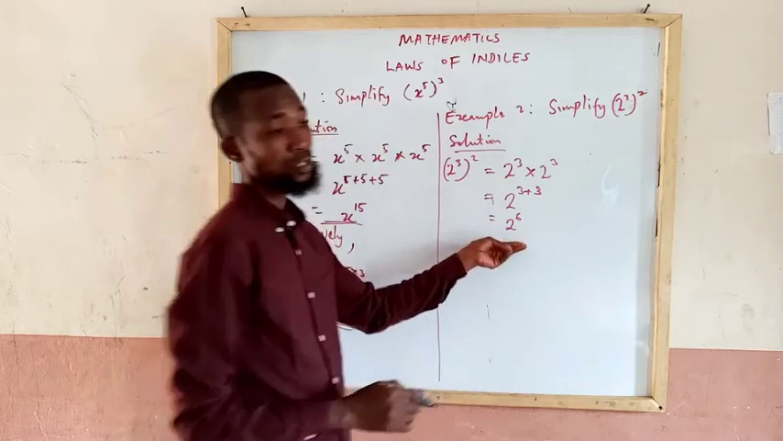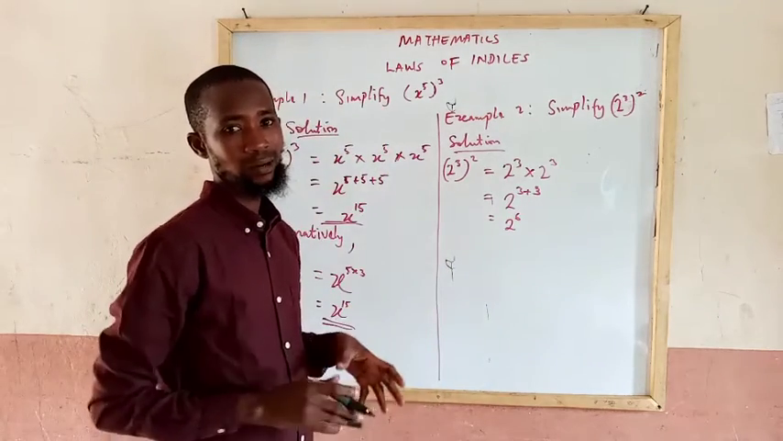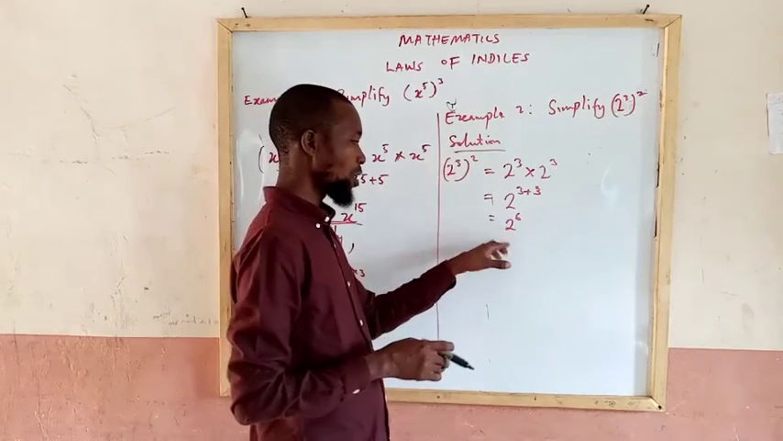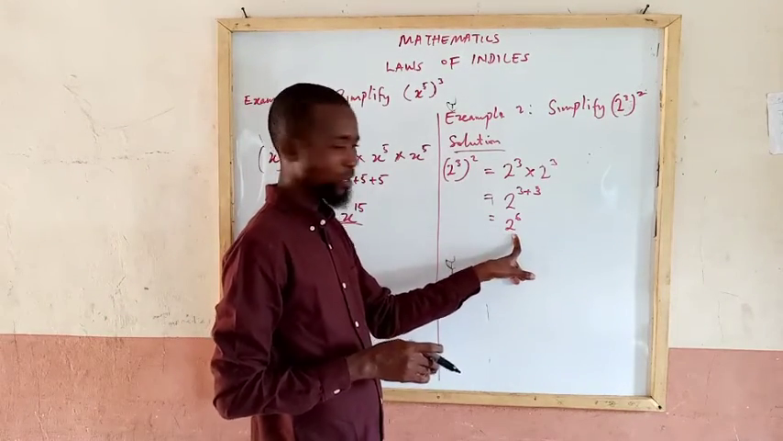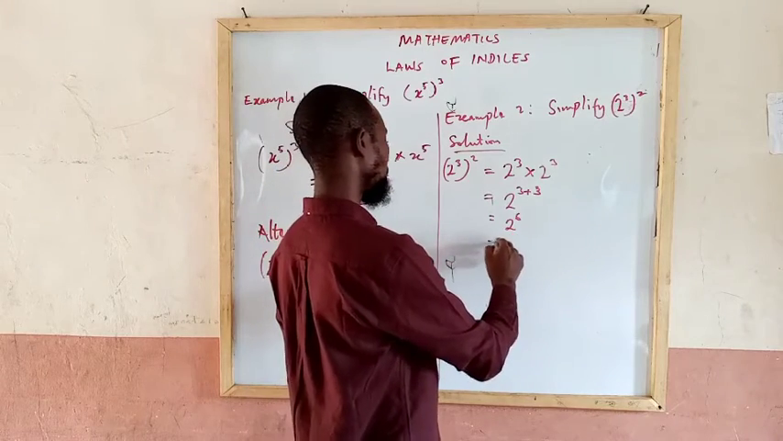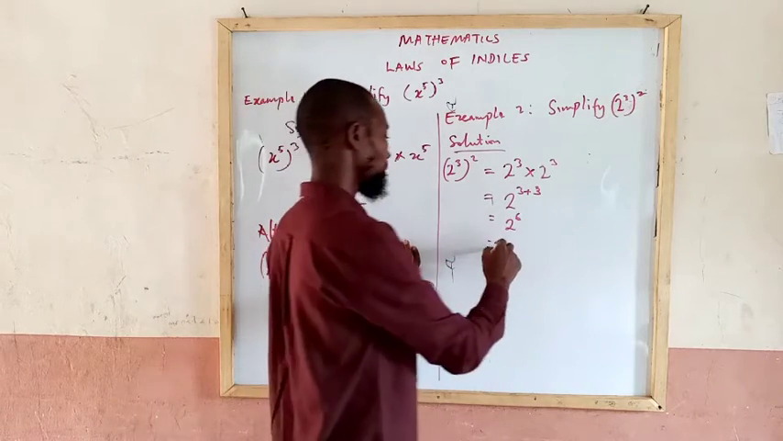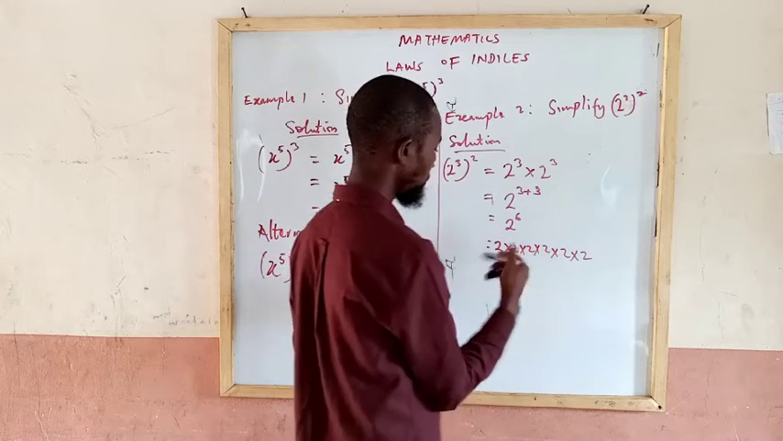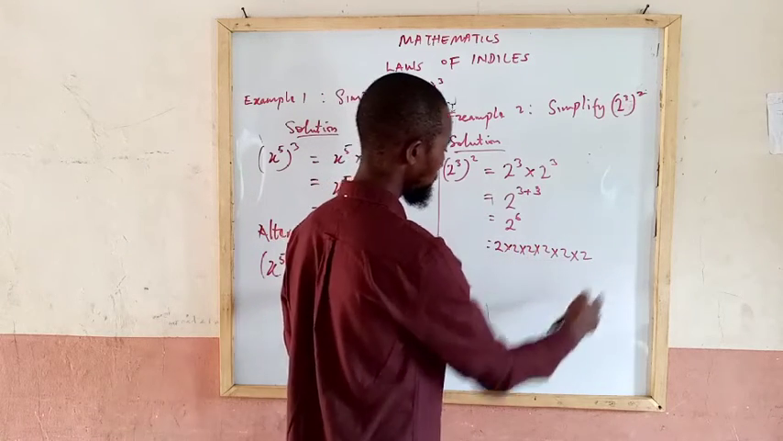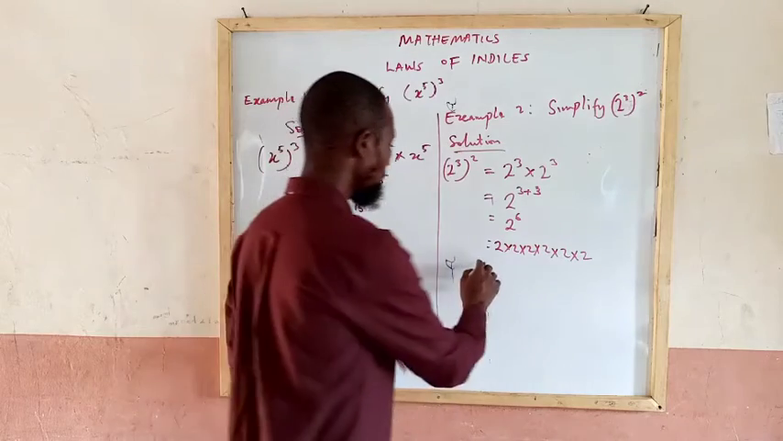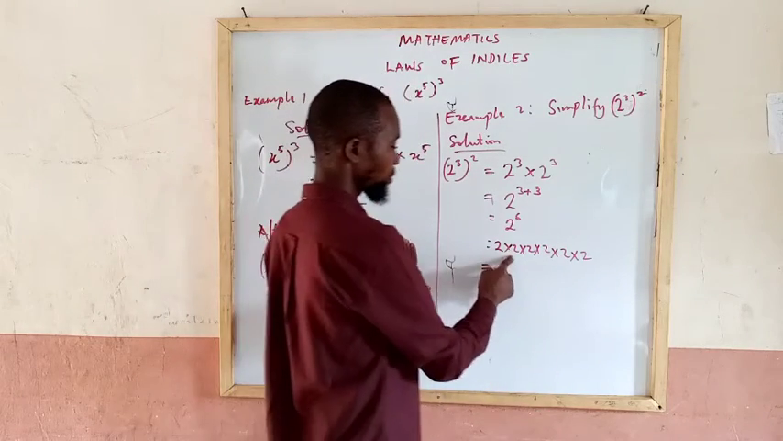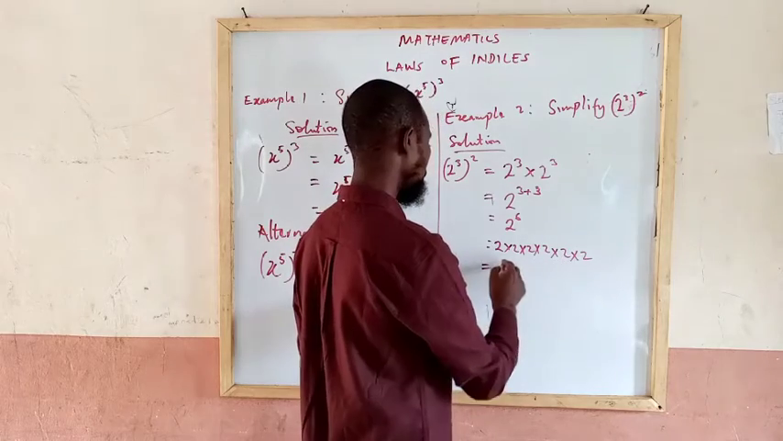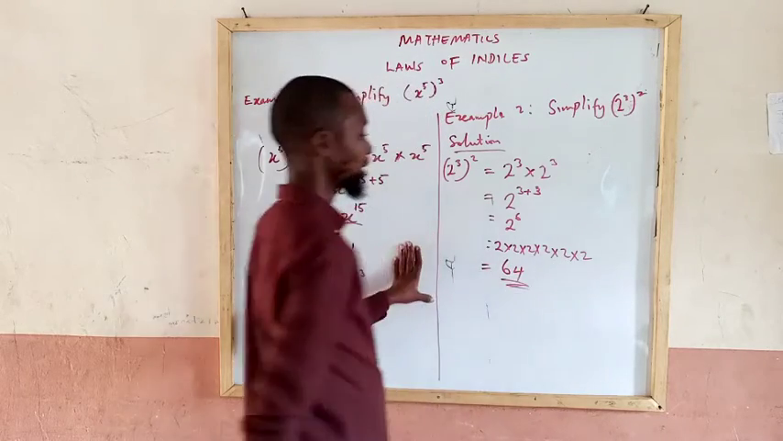If we want to simplify it fully, to the extent that we arrive at the final answer, we also give meaning to what is here. The meaning of 2 raised to the power 6 is that 2 should repeat itself 6 times: 2 times 2 times 2 times 2 times 2 times 2. If you count 1, 2, 3, 4, 5, 6, 2 has repeated itself 6 times, which gives the value of 2 times 2 is 4, times 2 is 8, times 2 is 16, times 2 is 32, times 2 is 64. So the answer there is 64.